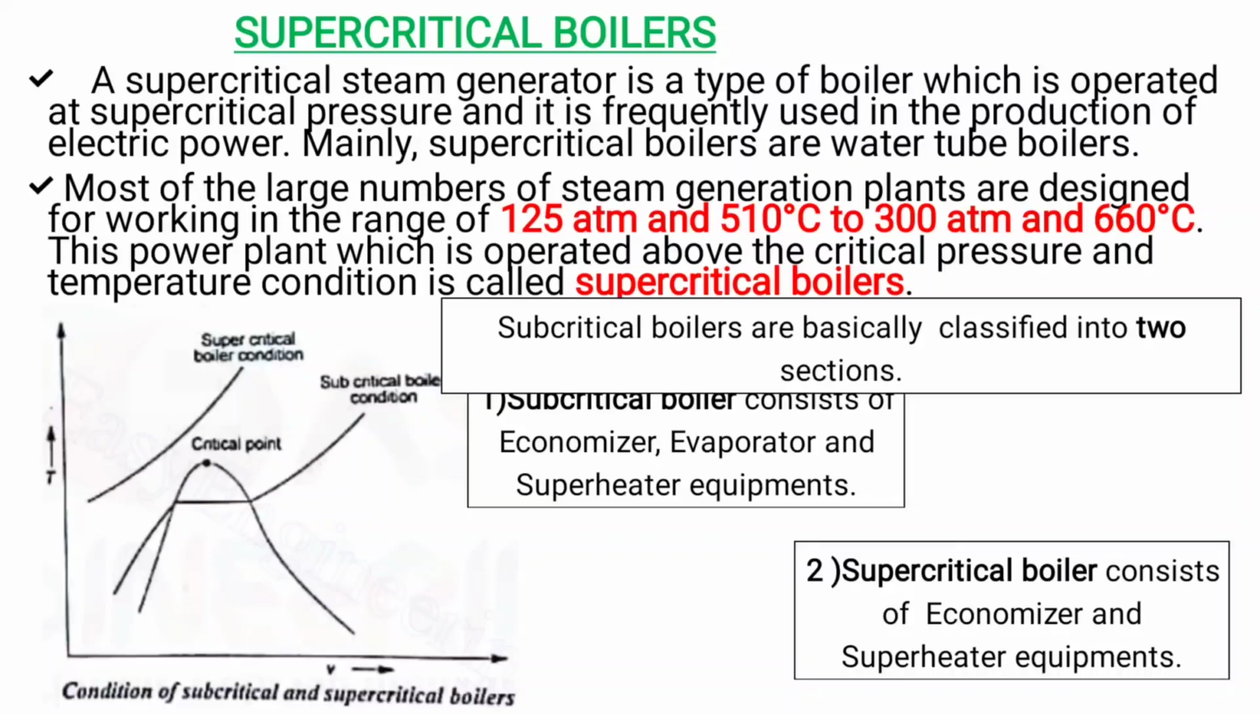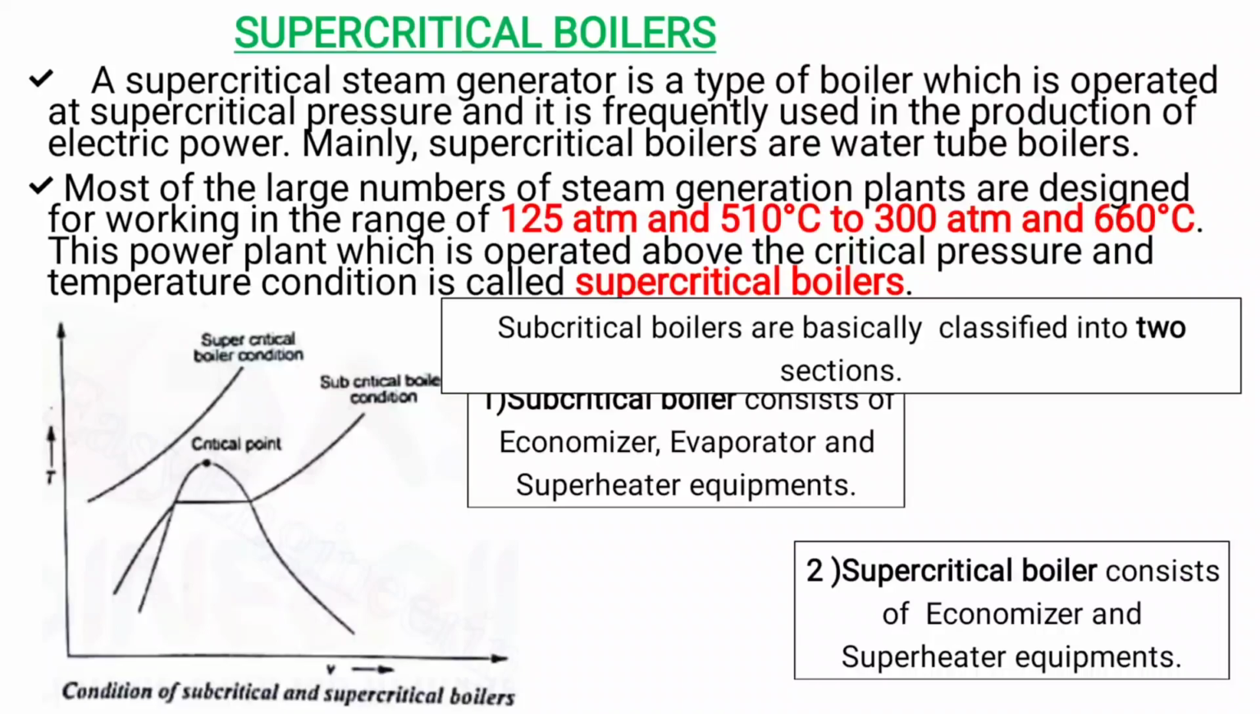Mainly, supercritical boilers are water tube boilers. Most of the large number of steam generation plants are designed for working in a range of 120 atmospheric to 510 degrees Celsius and 300 atmospheric to 660 degrees Celsius. A power plant which operates above the critical pressure and temperature condition is also called a supercritical boiler.